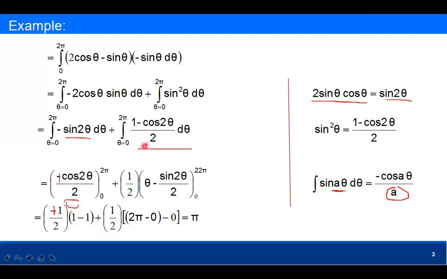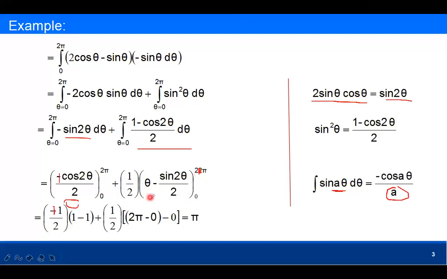Now for this, sin square theta is (1 minus cos 2 theta) by 2. This 1 by 2 is a constant, so write it outside of the integration. Integral 1 d theta is theta, minus integral of cos 2 theta, which is sin 2 theta by 2, between the limits 0 to 2 pi.